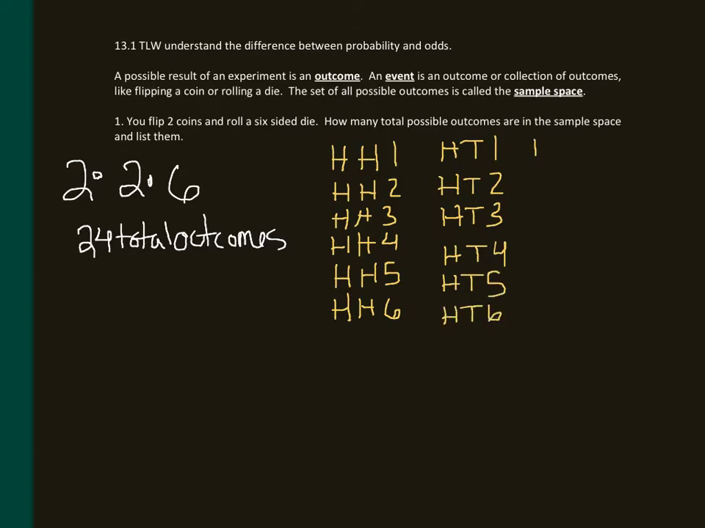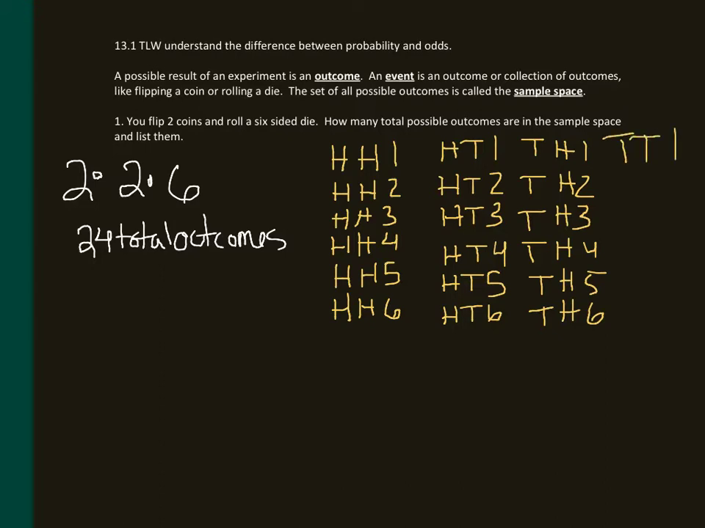Now switch it. Tails, heads, 1. Tails, heads, 2. Tails, heads, 3. Tails, heads, 4. Tails, heads, 5. Tails, heads, 6. What do we still have left? Tails, tails, 1. Tails, tails, 2. Tails, tails, 3. Tails, tails, 4. Tails, tails, 5. Tails, tails, 6. So there's 24 possible outcomes, and that's a list of all of the sample space. Okay?